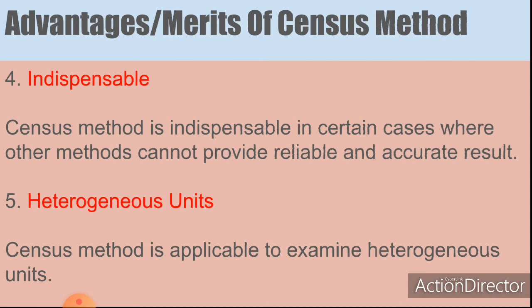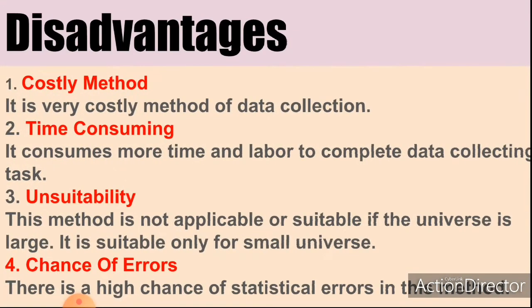And now the next advantage is heterogeneous units. A census method is applicable to examine heterogeneous units. So these are all about the advantages or merits of census method. Now we can discuss the main disadvantages of this method. It is very costly. So this is the first disadvantage.